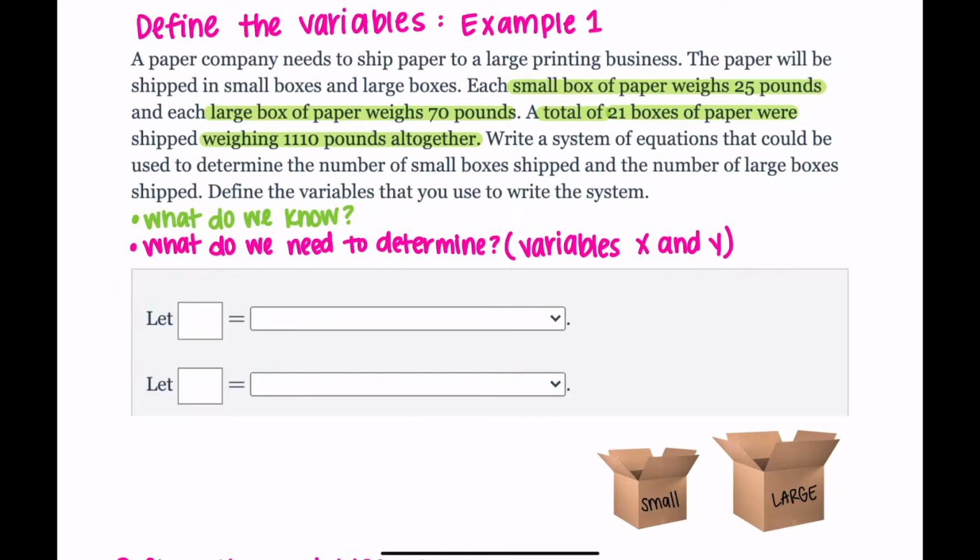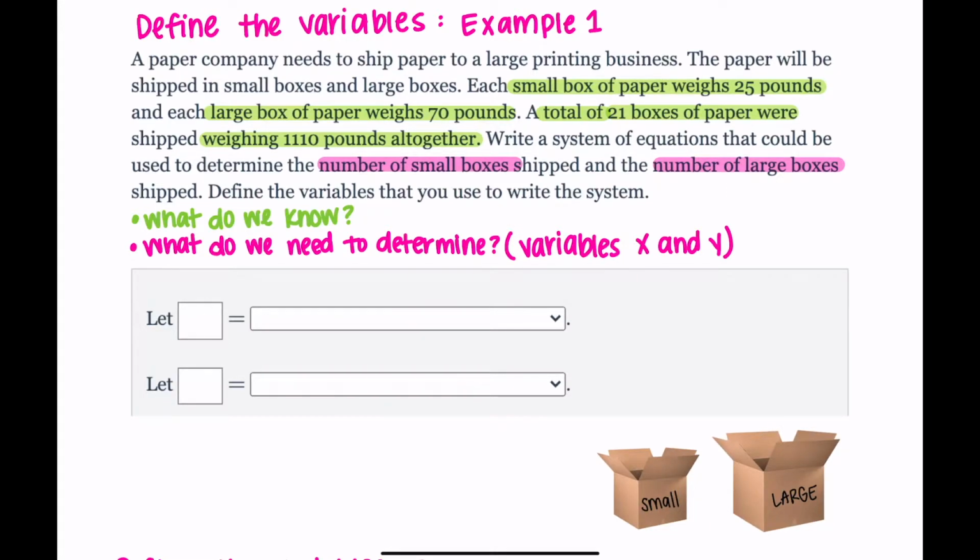So our system of equations is going to help us determine what we need to know. So we're trying to determine the number of small boxes and the number of large boxes that were shipped. So that's what we need to know. That's what we need to determine. So that's going to represent x and y.